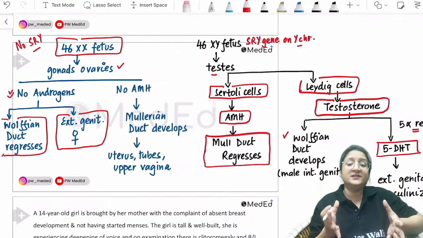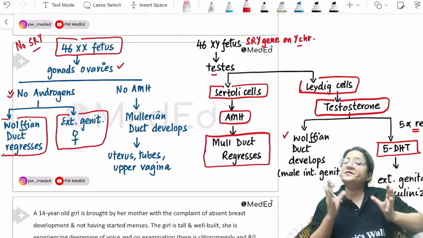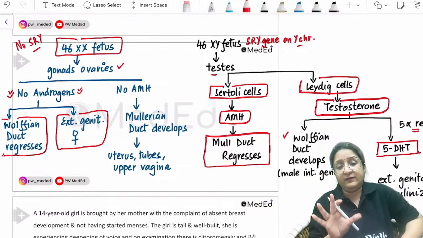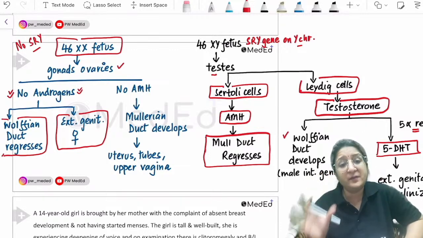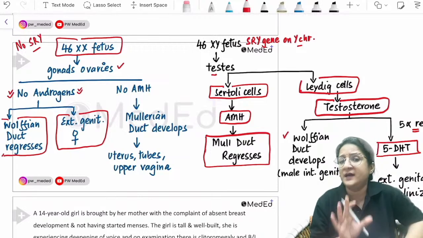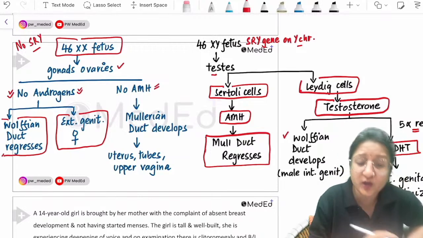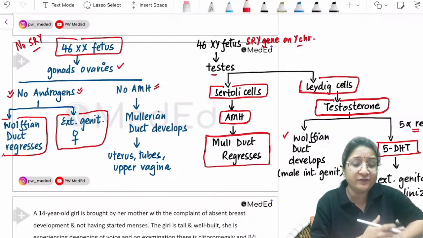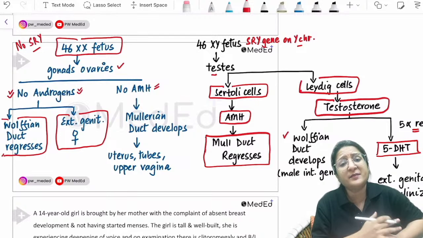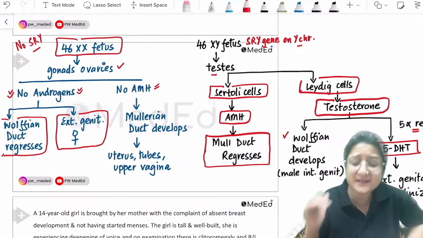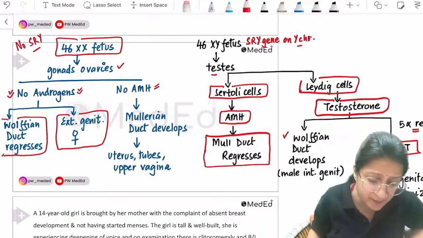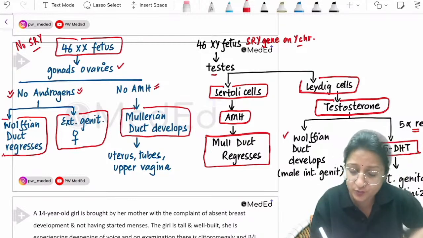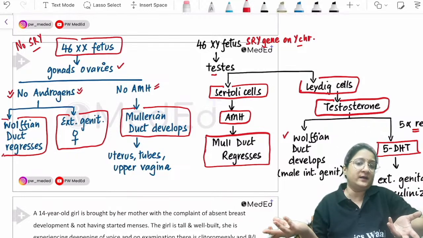The default genitalia of a fetus is female. When there are no androgens, the external genitalia remains female, and the Wolffian duct regresses. There is no AMH, because in intrauterine life AMH comes from the Sertoli cells of the developing testes. The Mullerian duct develops into the uterus, tubes and upper part of the vagina.